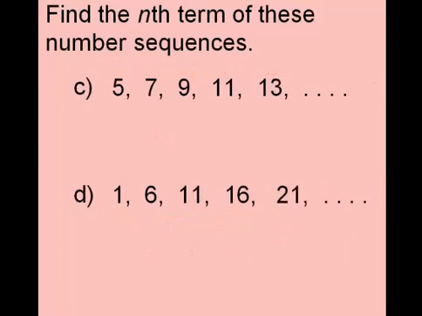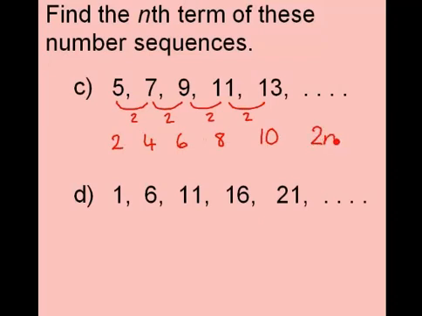I'm now going to do these 2 questions very quickly. This one is going up in 2s. So it must be related to the 2 times table. So I write 2, 4, 6, 8, 10. And the nth term for the 2 times table is 2n.